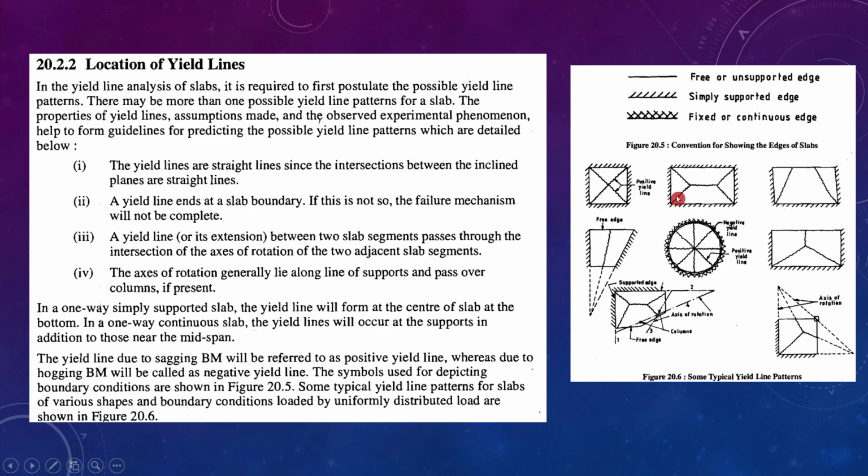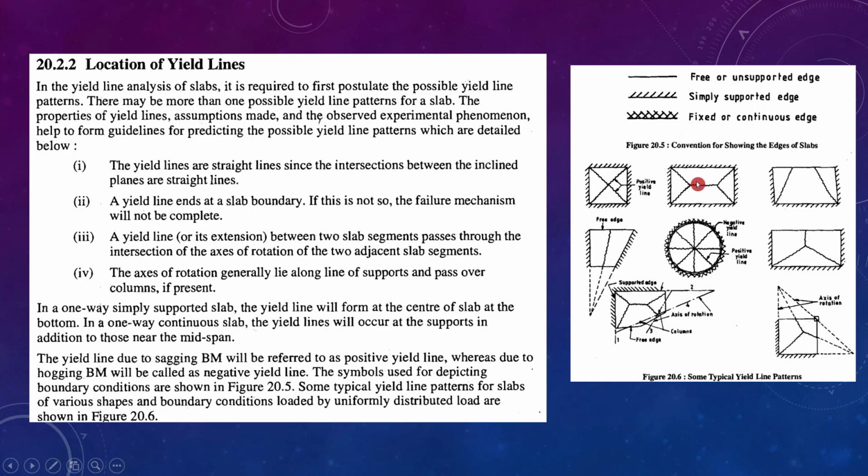So we need some basic thumb rule for finding the location and maybe the direction of the yield line. For that, there are some inputs given. In the yield line analysis of slabs, it is required to first postulate the possible yield line pattern. By experience and by knowing the basic theory, we can find the possible yield line locations. There may be more than one possible yield line pattern for a slab. So even for a single slab, there may be numerous possible yield line directions.